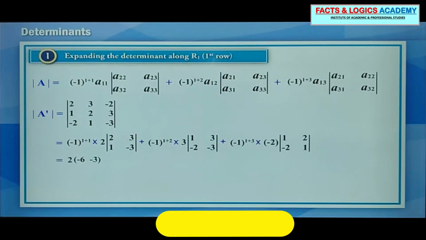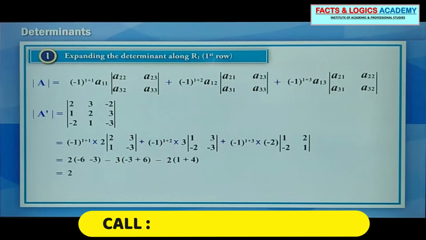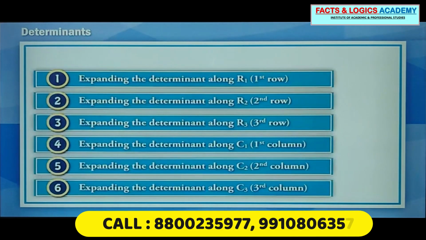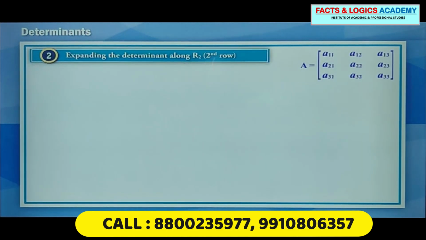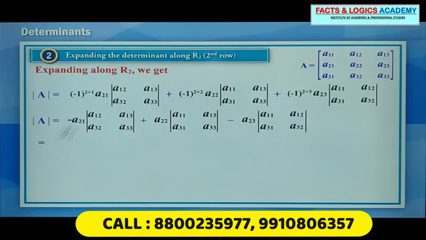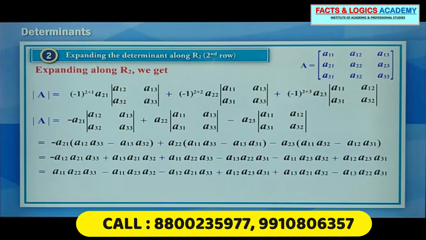On simplifying, we get determinant of A dash is equal to minus 37. Similarly, a determinant can be expanded along the second row by the same method. This is the required determinant of A.